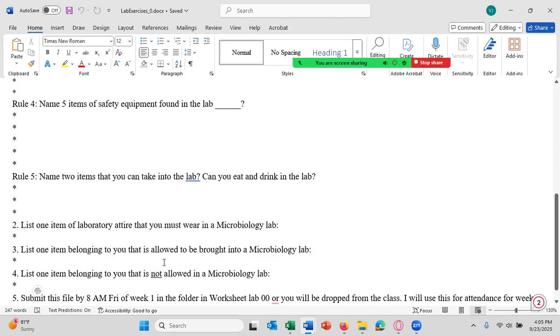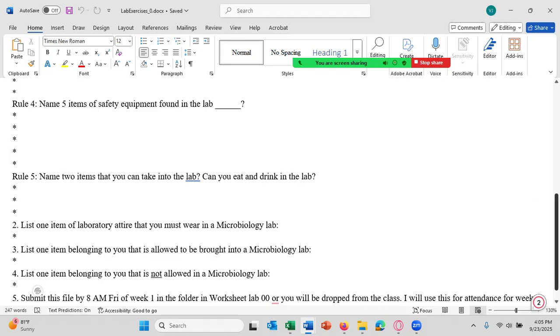And then list 1 item belonging to you that is allowed to be brought into a biology lab. And you cannot put a lab coat because you only bring in the lab coat if you buy it. You only bring it into the lab one time. So you have to list 1 item that's belonging to you that can be allowed to be brought into each microbiology lab. And then 4, list 1 item belonging to you that is not allowed in the microbiology lab.